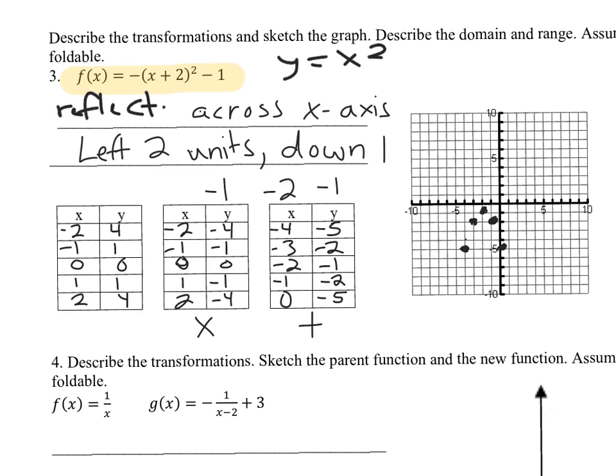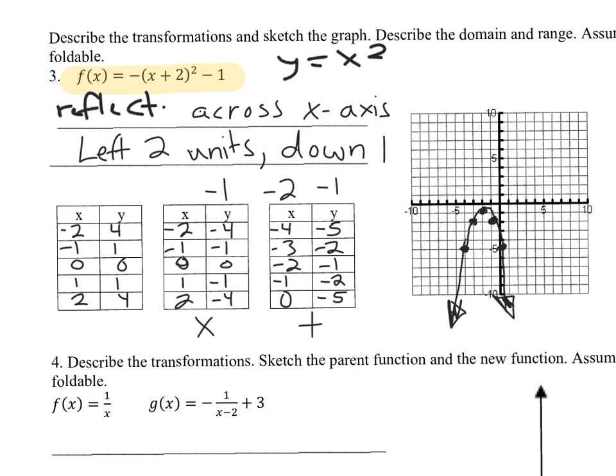So what you'll notice is this quadratic has been flipped over. We've reflected it across the x-axis, and we've shifted it to the left 2 units and down 1 unit.